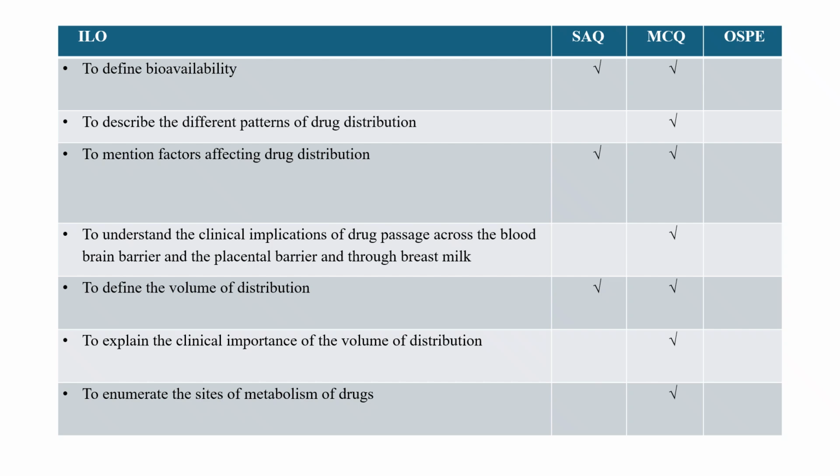To describe the different patterns of drug distribution, this will come in MCQ questions. You need to know that some drugs, like those with very high molecular weight, are retained within the circulation. And so they are going to have a small volume of distribution, and a one compartmental pattern of distribution. Drugs that are smaller in size, even if they are not very lipid soluble and can diffuse out of the blood vessels, can be distributed in the extracellular fluid. And drugs that are quite lipid soluble with small molecules can be distributed in the total body water. So these are the patterns of distribution.